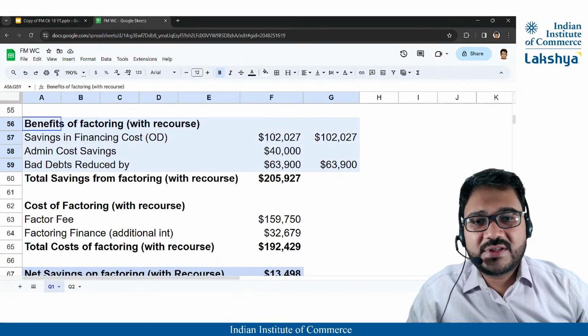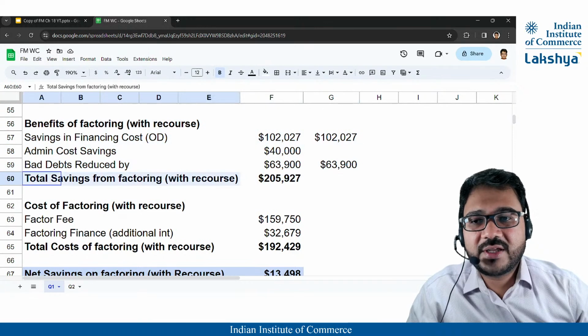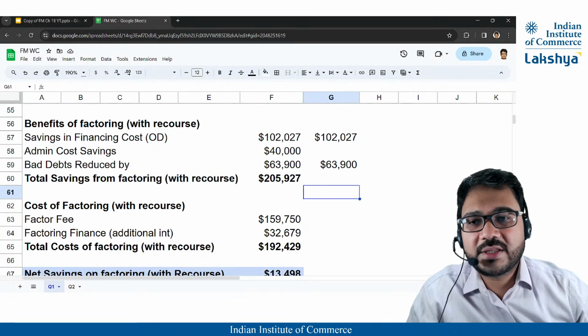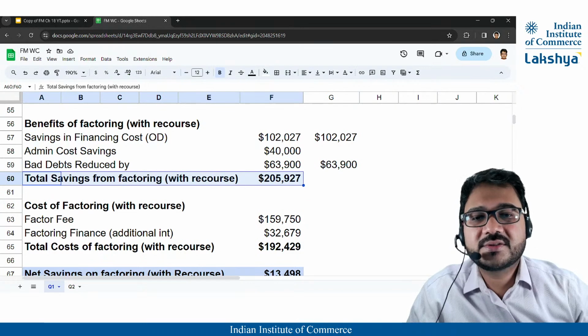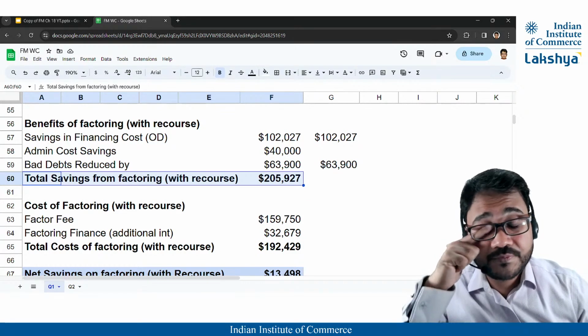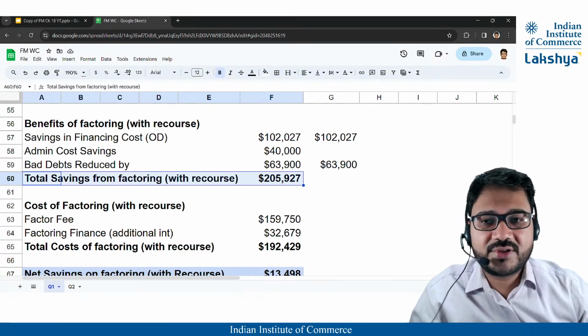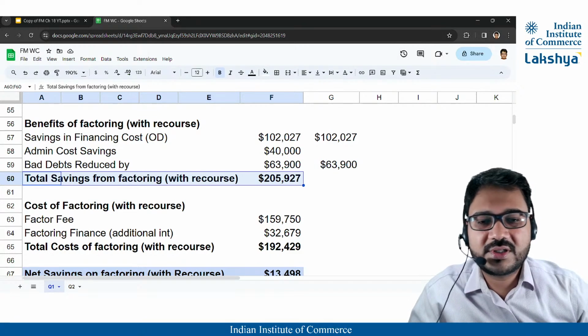Now, these are the benefits. I've made this in bold: the total savings from factoring is $205,000. Now, cost of factoring. This is with recourse, in this whole scenario.